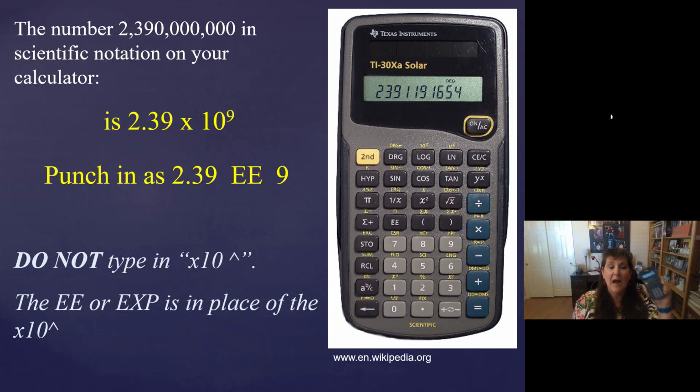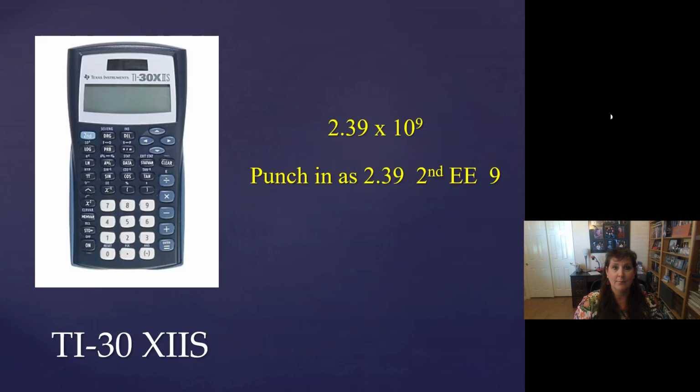Again, do not type in times 10 to the. That's what the EE shortcut button is for. If you actually hit times 10, it's going to be wrong when you do calculations. Okay, some of you may have this calculator. It's a TI-30X2S. So for this one, the EE button is above the 7, but it's above the button, which means you have to hit the second function to get to it.